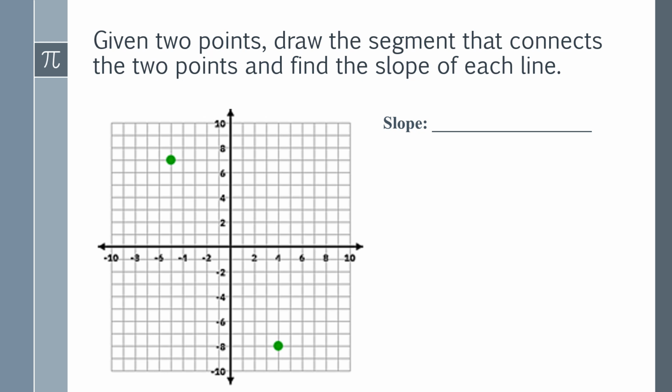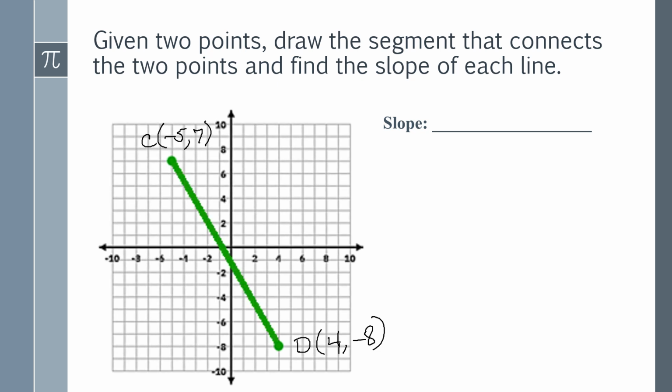Okay, here we have our 2 points again. Let's put our coordinates in. So this will make point C for kicks and giggles, and this is at negative 5, positive 7. And this point is D down here, and we're going to say this is at 4, negative 8. And we draw our segment.